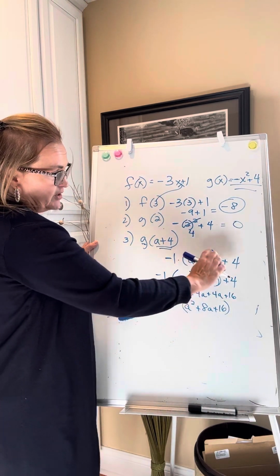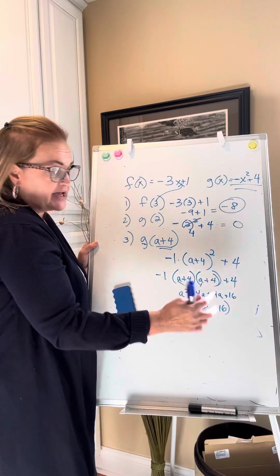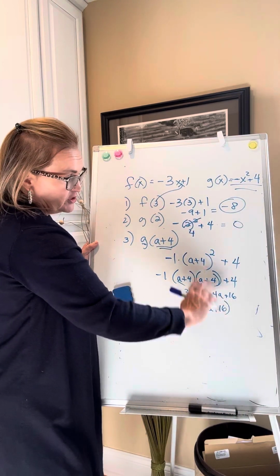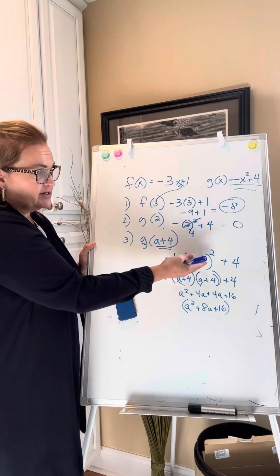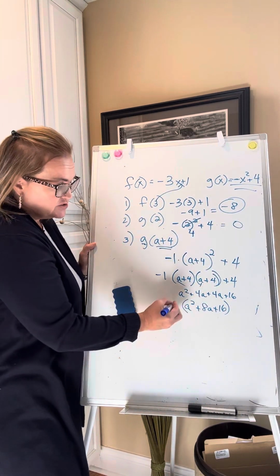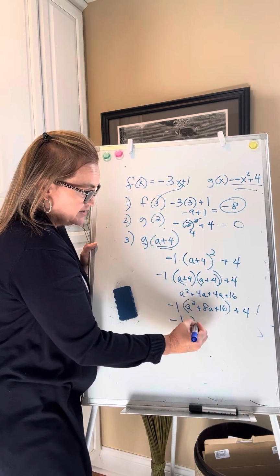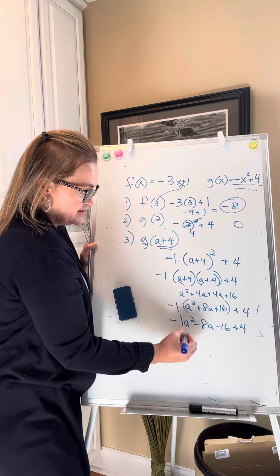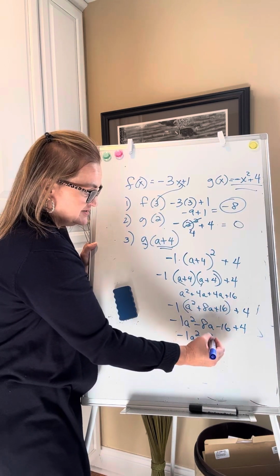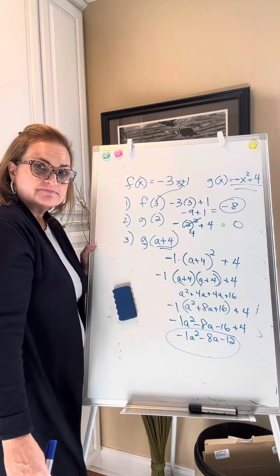Again, notice when you square a binomial, you get the square of the first and the square of the last, as you might expect. But you also get the middle parts. The middle parts double from the inner and outer, so you wind up getting 8a there. Then distributing the negative 1 and adding the 4. So times through by the negative sign to change all the signs there. Combine your like terms. And that is your final answer for that one.